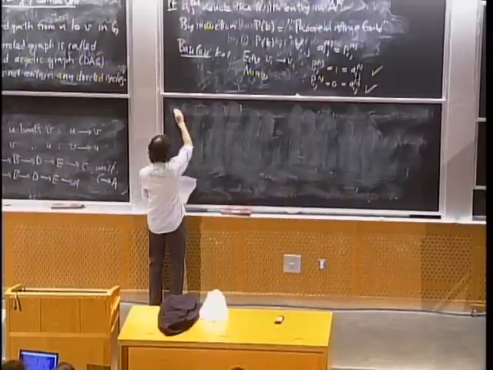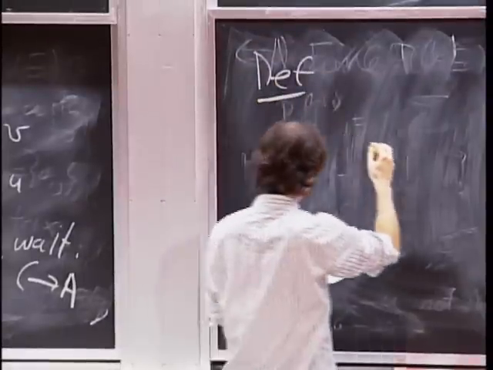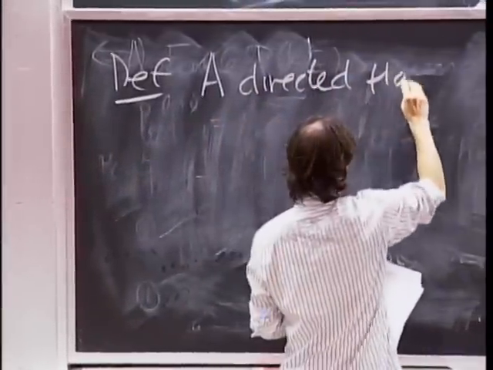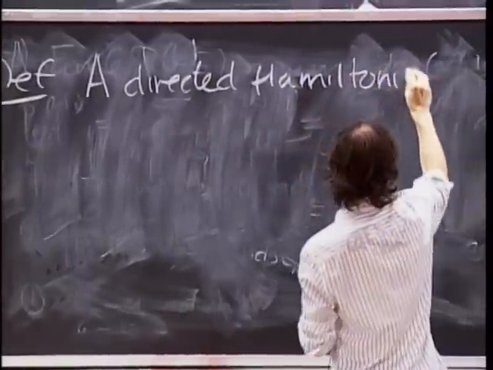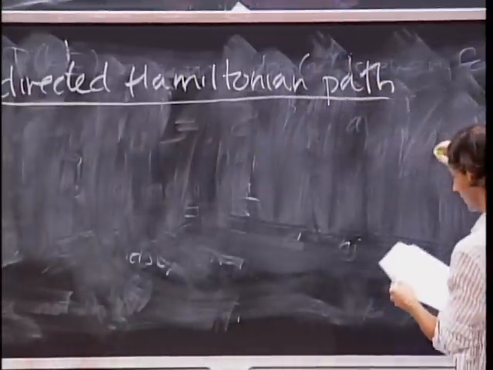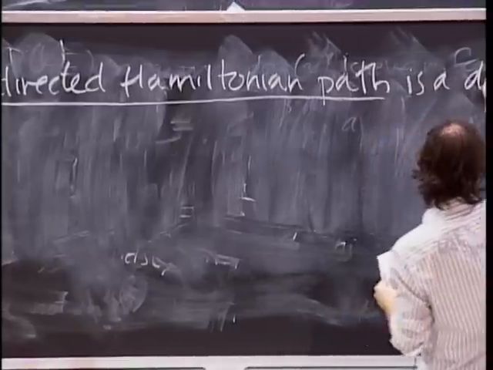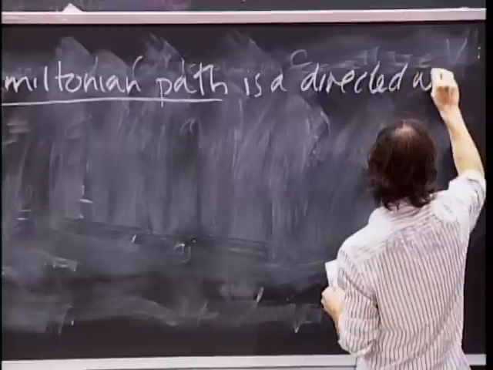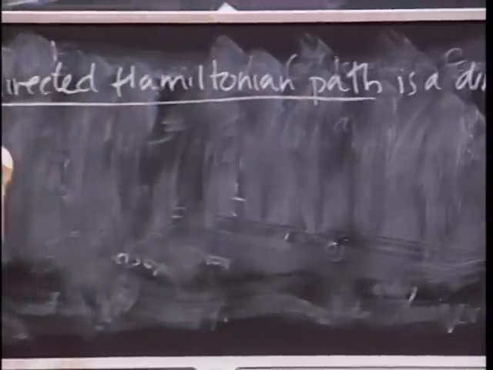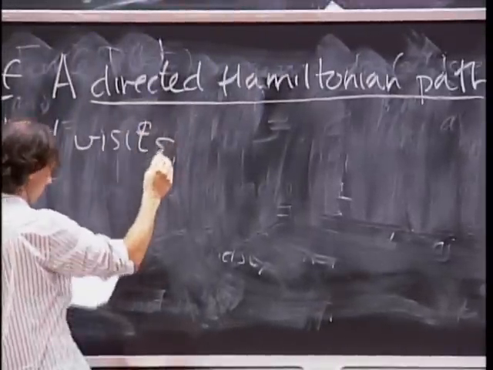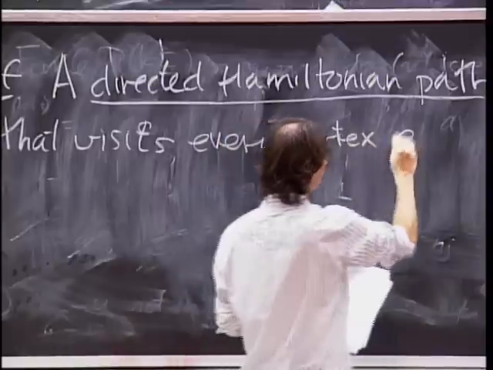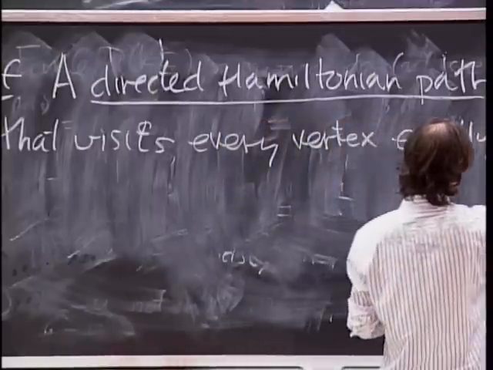Okay, so let's first write out a definition of this. A directed Hamiltonian path is a directed walk that visits every vertex exactly once.